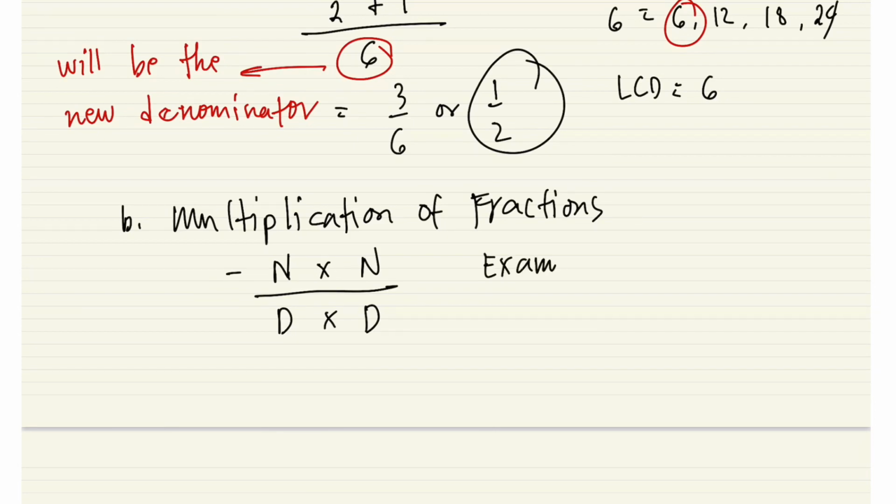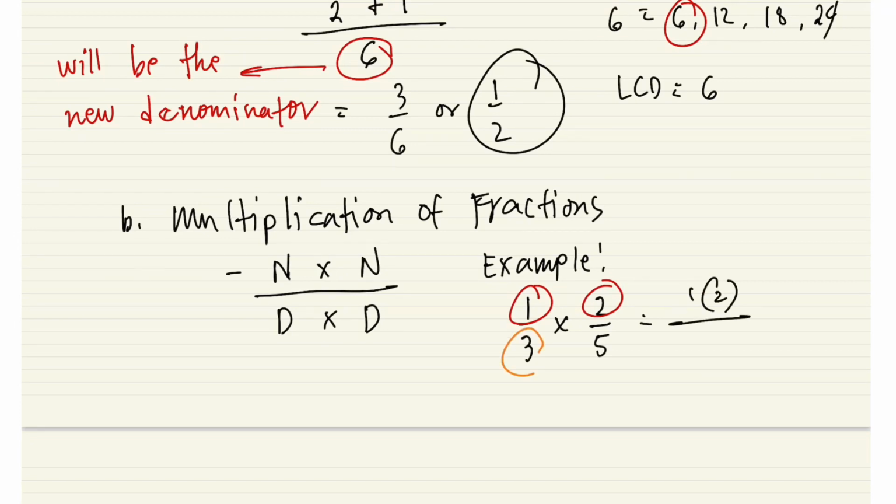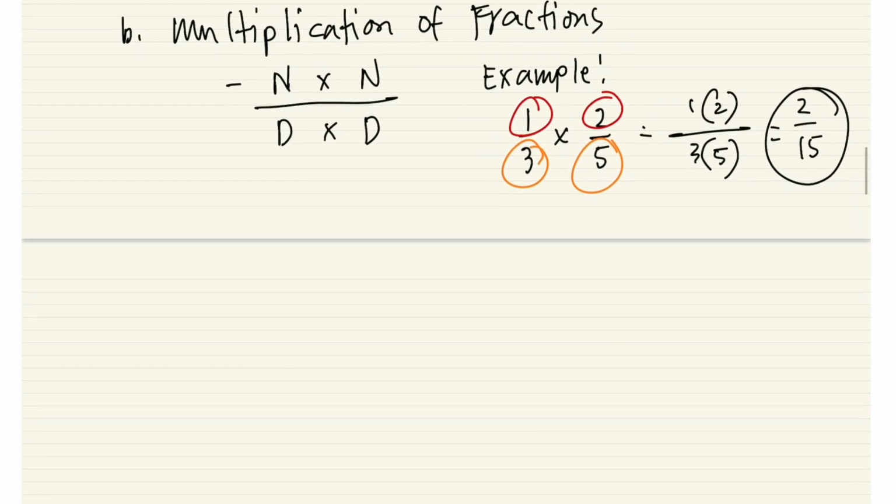Okay, let's have an example. If you have 1/3 times 2/5, it is numerator times numerator, so that would be 1 times 2 over denominator times denominator, so that would be 3 times 5. The answer is 2 over 15, and it is now in simplest form.